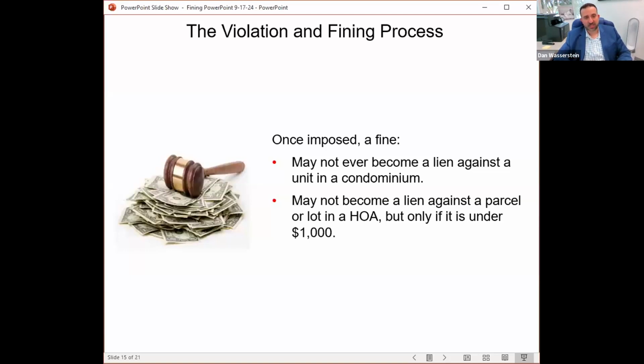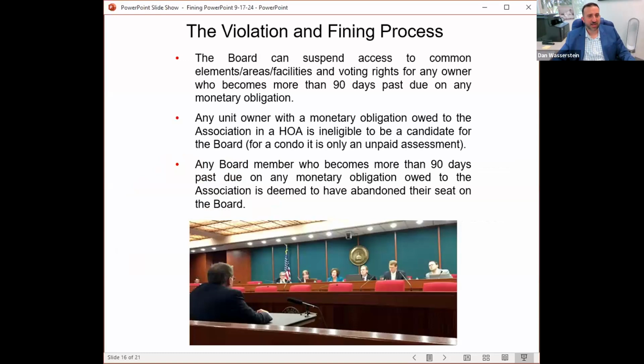In a HOA, it's very similar, except that if a particular violation that's ongoing gets to $1,000 or more, if your documents authorize it, you can then lien for that. So in a condo, never a lien, no matter what the documents may say. In an HOA, if your documents say that a fine can be treated the same as an assessment, that's great news. And if an owner gets to that $1,000 mark on a particular violation, you absolutely can go through the lien process for that. So that gives a little bit of teeth in an HOA to fining.